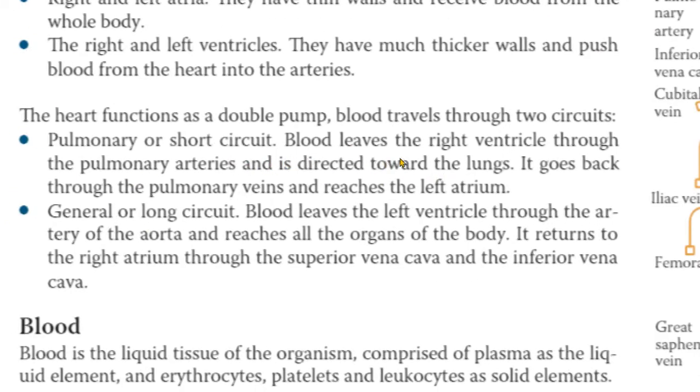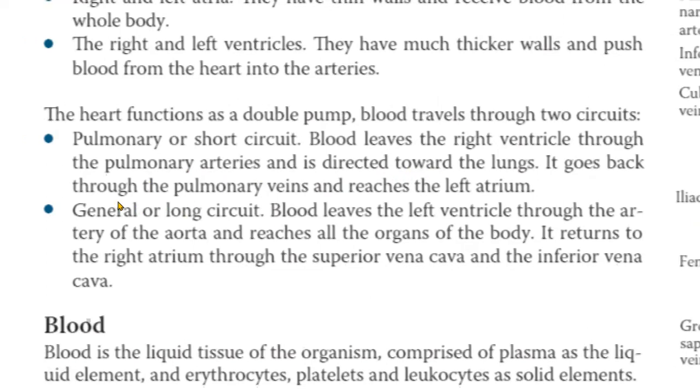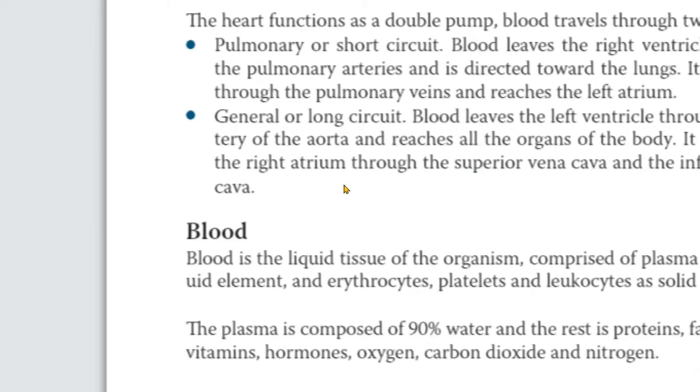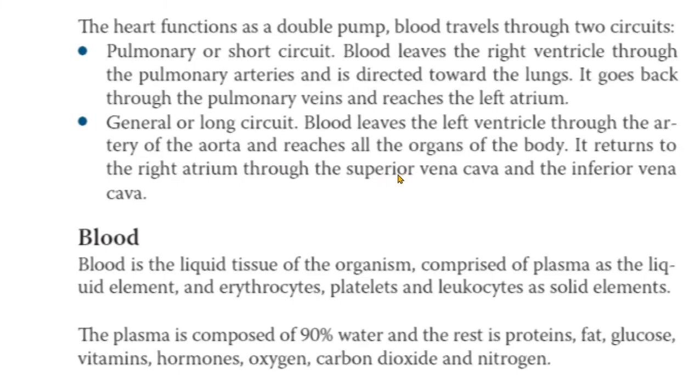The blood travels through two circuits. The pulmonary or short circuit, in which the blood leaves the right ventricle through the pulmonary arteries and is directed toward the lungs. It goes back through the pulmonary veins and reaches the left atrium. Then we can see that the other function is the general or long circuit. The blood leaves the left ventricle through the aorta artery and reaches all the organs of the body. It returns to the right atrium through the superior vena cava and the inferior vena cava.